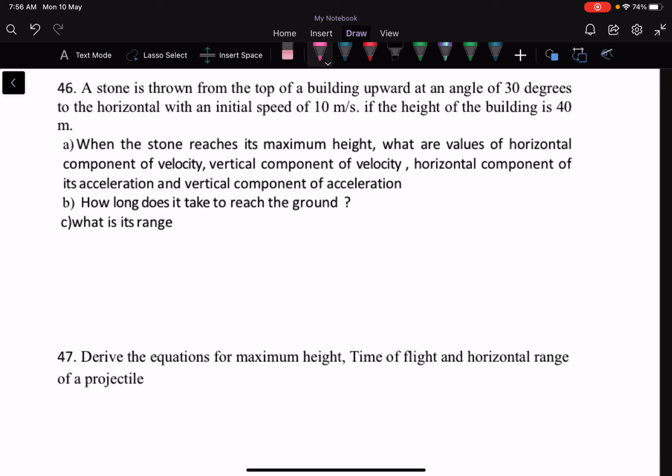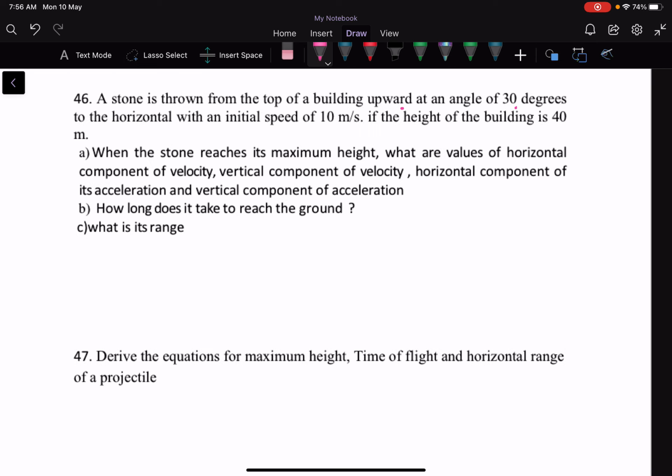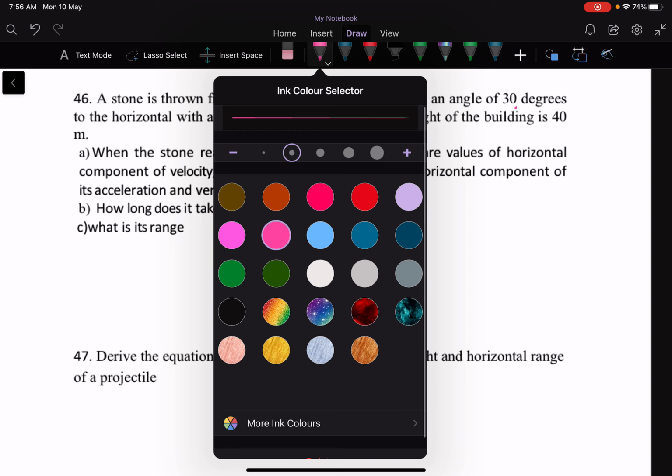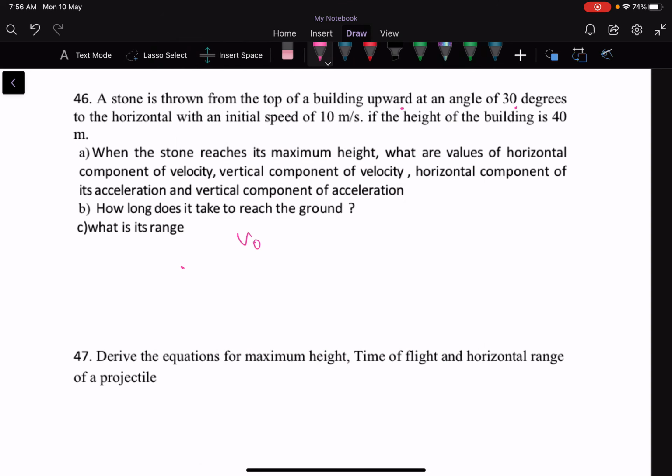Next, question number 46. A stone is thrown from the top of a building upward at an angle of 30 degrees to the horizontal with an initial speed v0 equal to 10 meters per second, theta equal to 30 degrees, and the height of the building is 40 meters. The initial height is 40 meters.